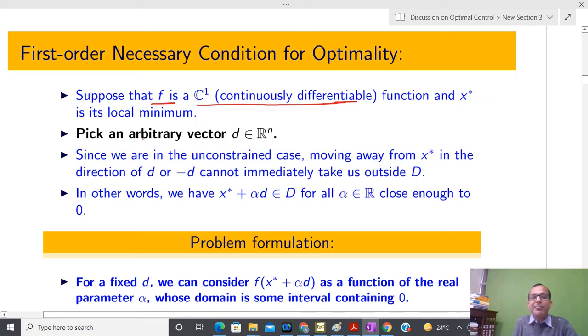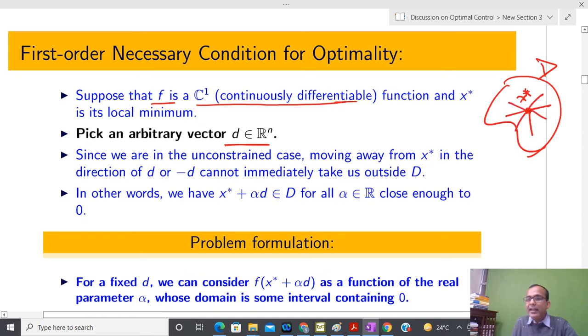Pick an arbitrary vector d in R^n. Since we are in the unconstrained case, moving from x star in the direction d or minus d cannot immediately take us outside. I have some space D, and suppose x star is here. If I select d in any direction, it will not leave this region. Due to that reason, x star plus alpha d, where x star is the local minimum, belongs to D for all alpha in R. Alpha is some real number, and d belongs to R^n.